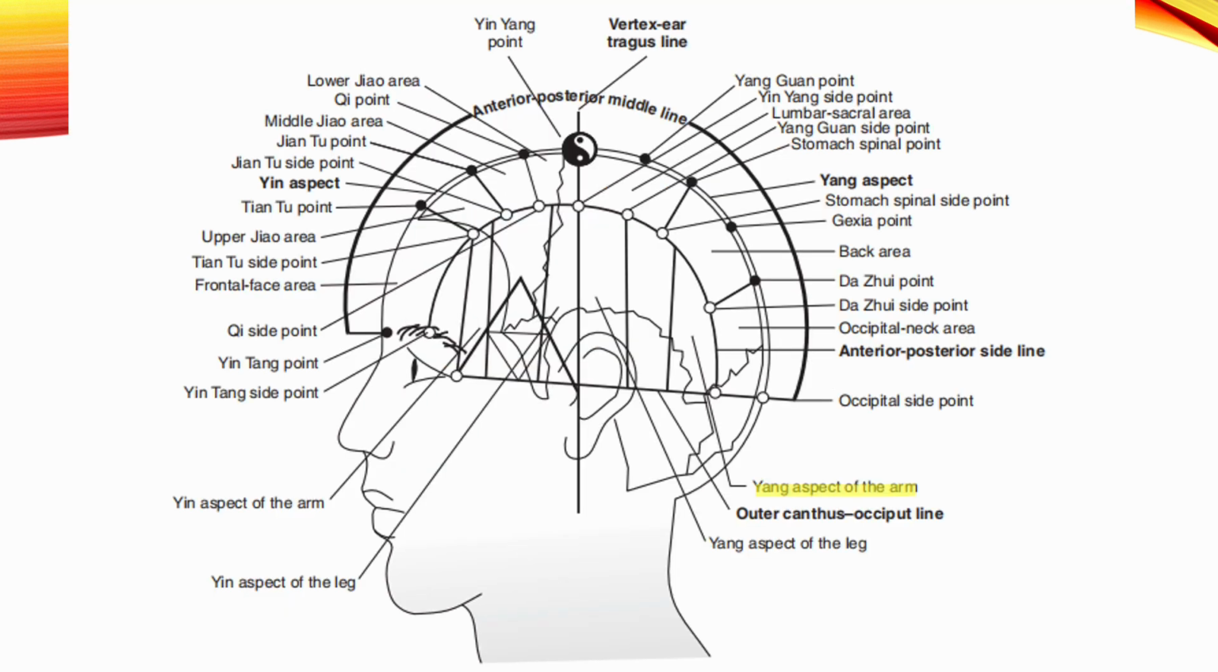Yang aspect of the arm. The yang aspect of the arm is the zone enclosed by the anterior 1/4 point of the back area, on the anterior posterior side line, the Da-Zui side point, the posterior 1/3 point of the ear occipital line, the 1/2 point of the ear occipital line, and their connecting areas. This zone is divided into 5 equal portions and 6 short lines from superior to inferior.